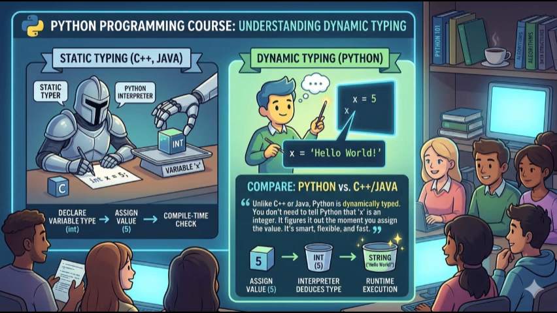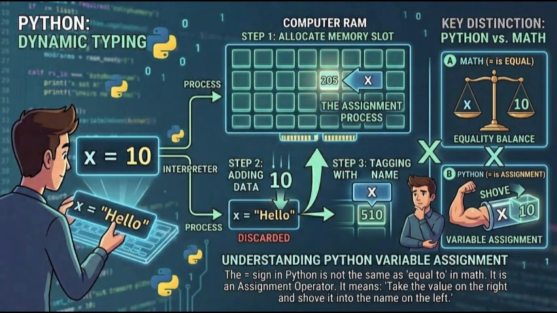Unlike C++ or Java, Python is dynamically typed. You don't need to tell Python that x is an integer. It figures it out the moment you assign the value. It's smart, flexible, and fast. The equal sign in Python is not the same as equal to in math. It is an assignment operator. It means take the value on the right and shove it into the name on the left.